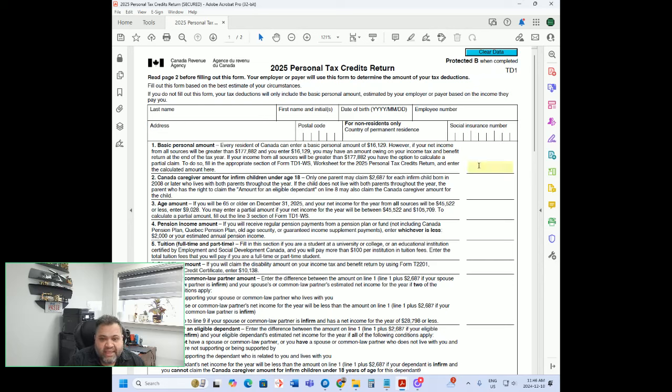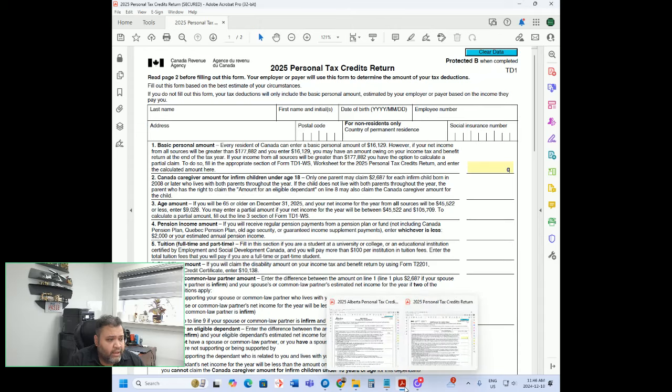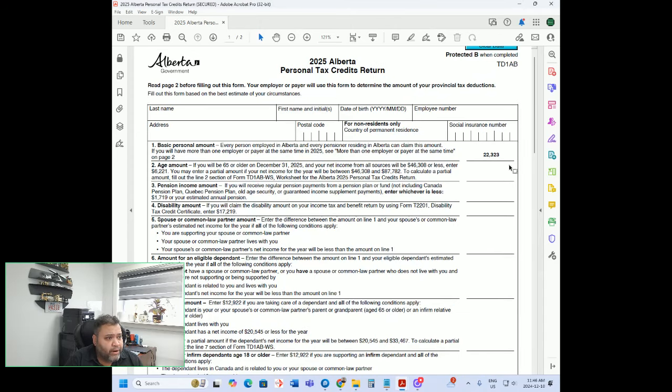So this is my second job, second part-time job, or my part-time job in the year, and I'm not going to be claiming this amount, which means I'm going to be putting 0 in here. Again, this is the federal form, and in Alberta, we are going to be putting 0 here as well. Or it doesn't matter, you can just cross this off because this is pre-filled. You can cross this off and put 0.